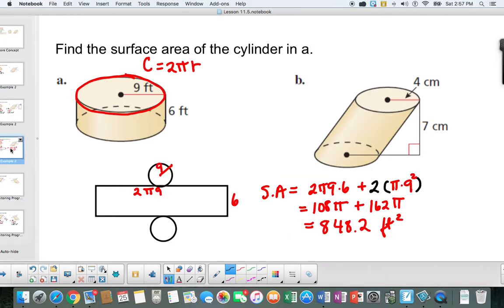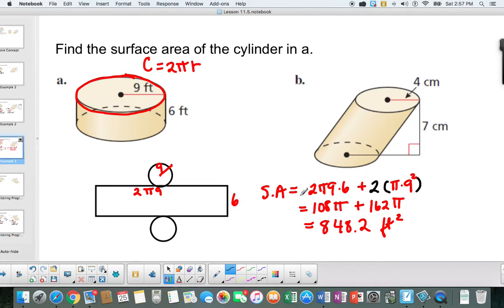All right, surface area of a cylinder. If you flatten it, the net looks like this. It's a rectangle with 2 circles. Now, the length of this rectangle is really the circumference. So that's why I wrote 2 pi times 9. That's going to tell you how long the label part of this cylinder is. And the height is 6.